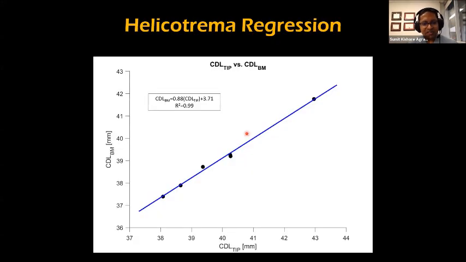And then to do the correction, here we have a linear regression using the CDL calculated out to the bony tip using the lateral wall, and looking at the CDL just to the tip of the basilar membrane, and we can see there's a nice linear correlation. So using this regression, we can do a nice easy correction. If we just have a total measurement out to the tip, we can correct it for the Helicotrema.